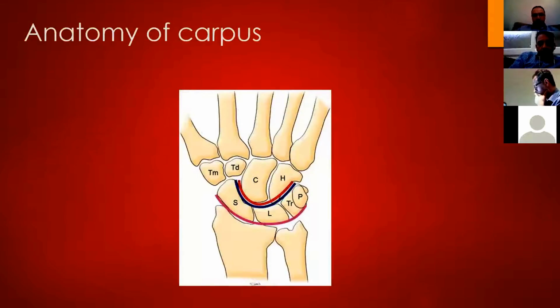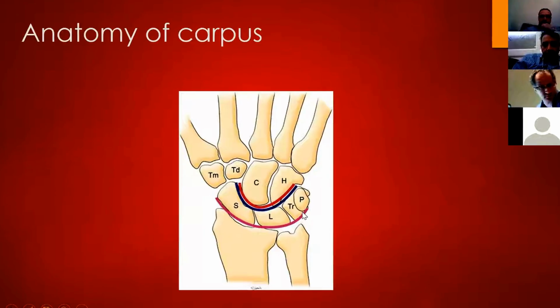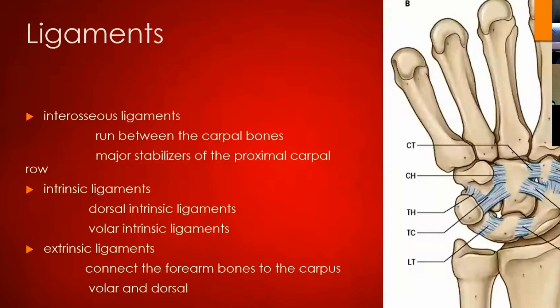So, anatomy of the carpus. Carpal bones are divided into the proximal and distal carpal rows, and each row has 4 bones. You already know that. On this diagram, this pink line shows the greater arc, and then the blue and red lines show the lesser arc, because these injuries are divided according to these arcs.